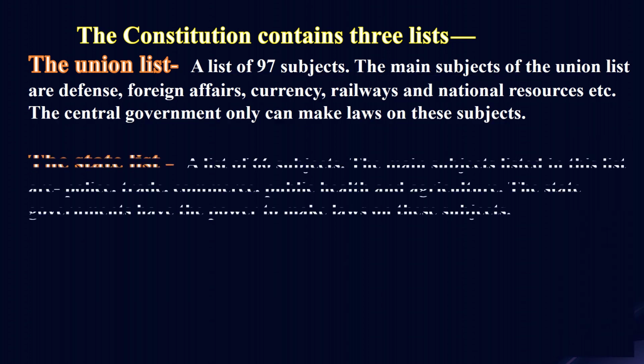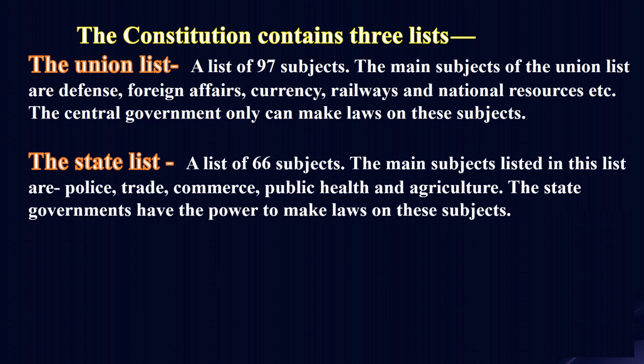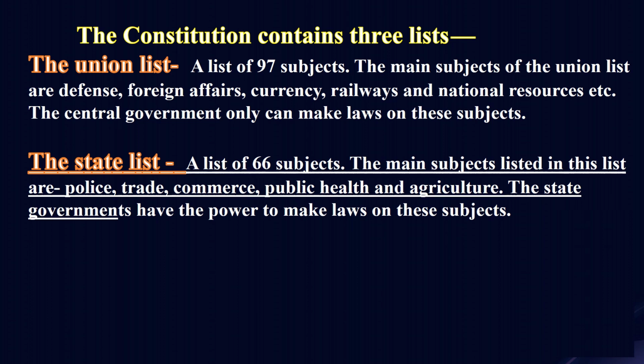Next we have the state list. The state list is a list of 66 subjects. The main subjects of the state list are police, trade, commerce, public health, and agriculture. These subjects are important for both the state government as well as the local government. And the state governments have power to make laws on these subjects.